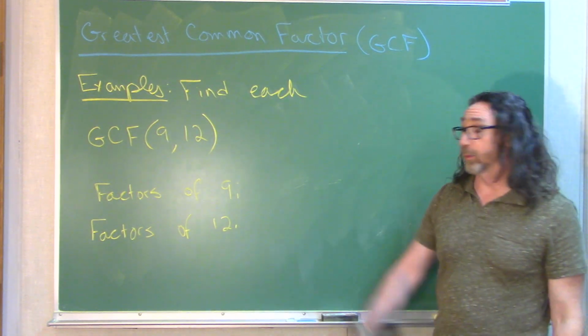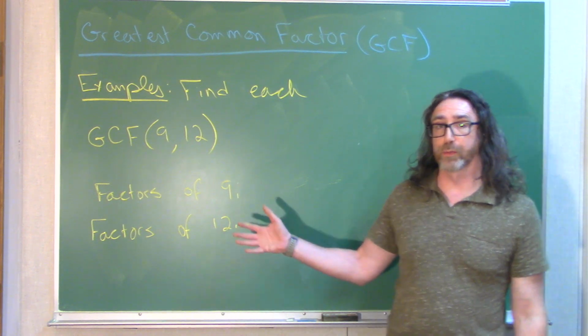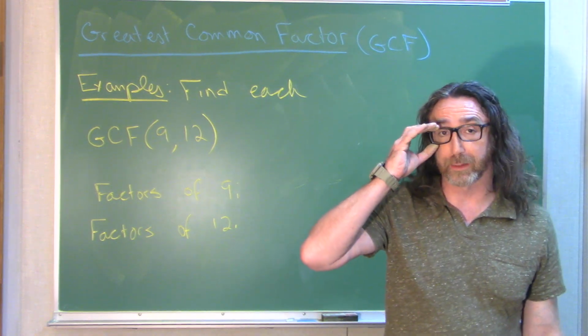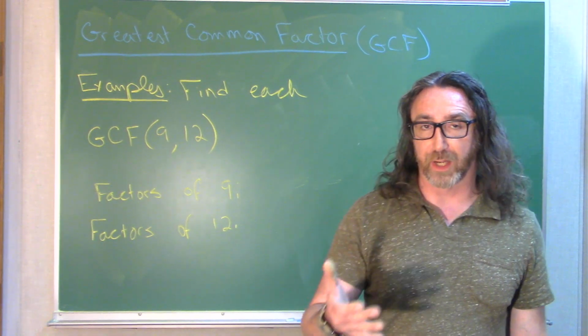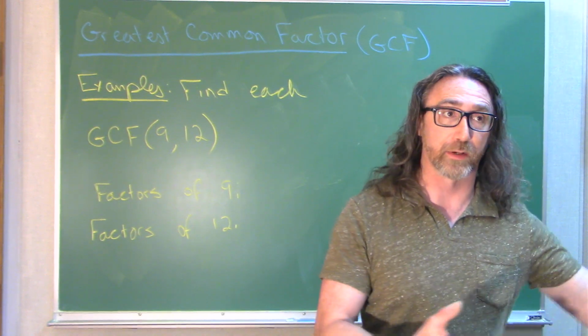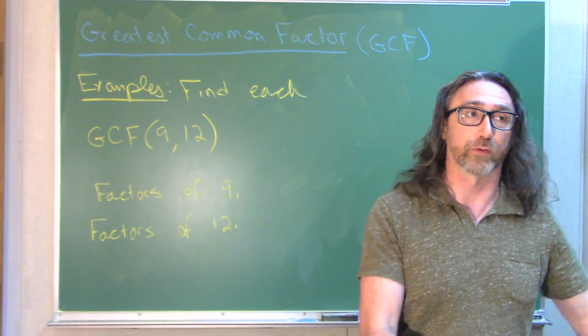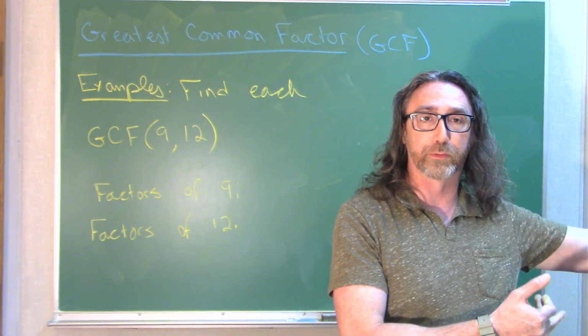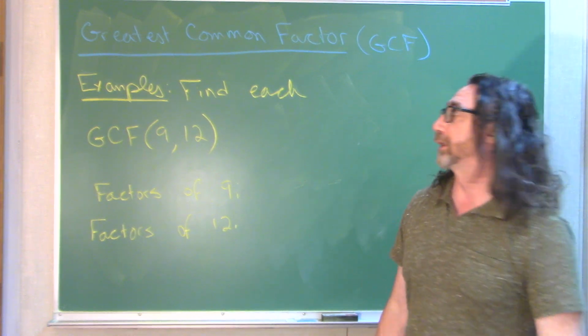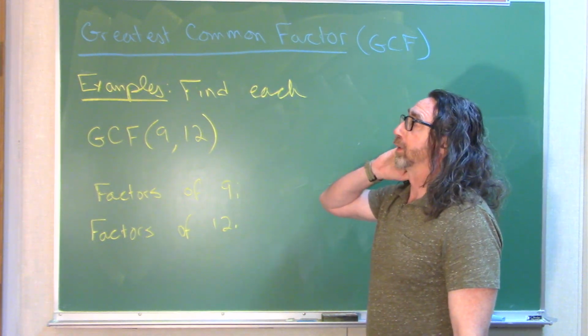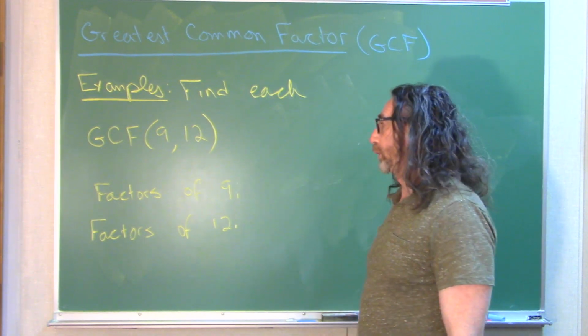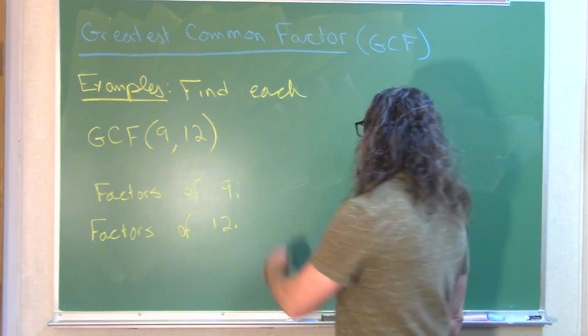What I'll do is look at the factors of both. If you go back to our previous video on least common multiple, when I wanted to find the least common multiple of two numbers, I started out by listing the multiples of the numbers. Here, I am talking about finding the greatest common factor, so I'll look at the factors of the numbers.